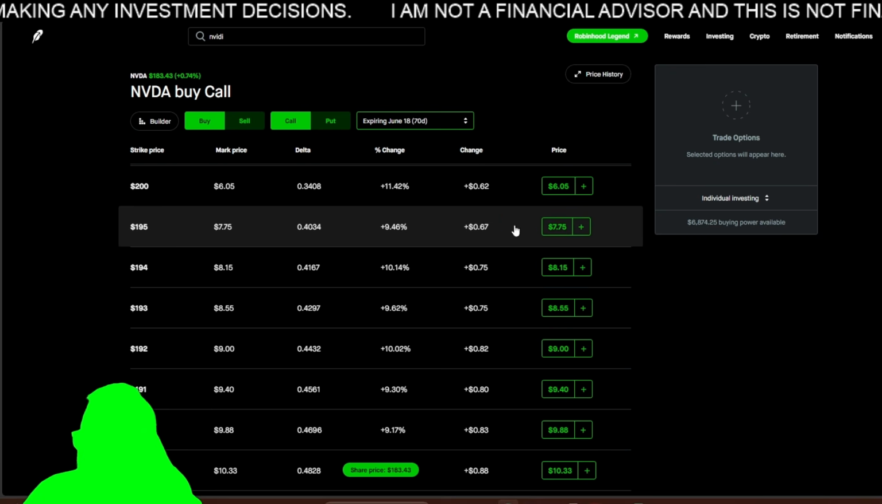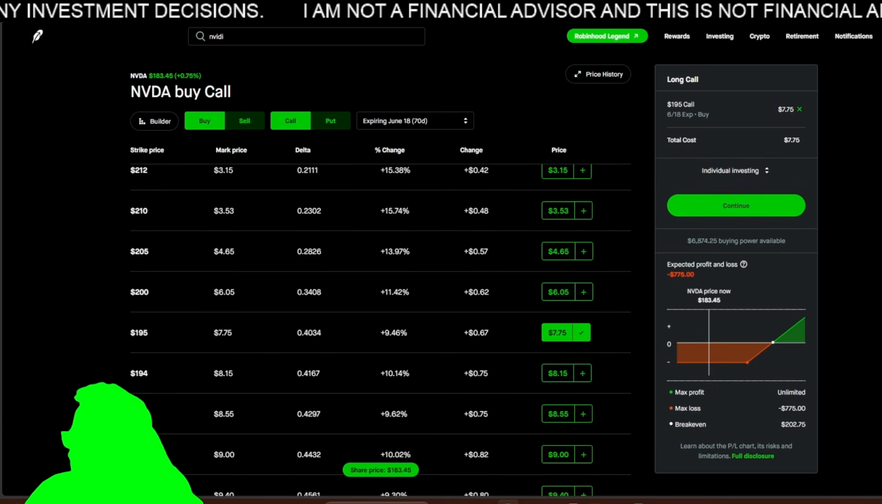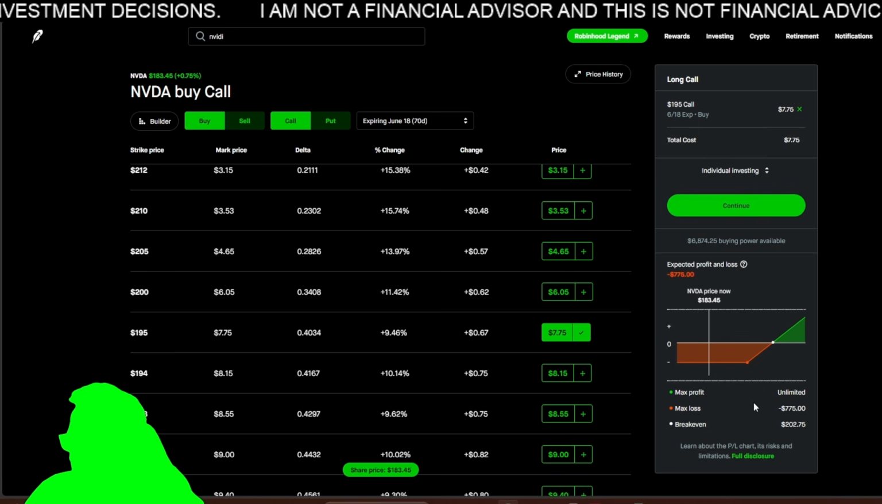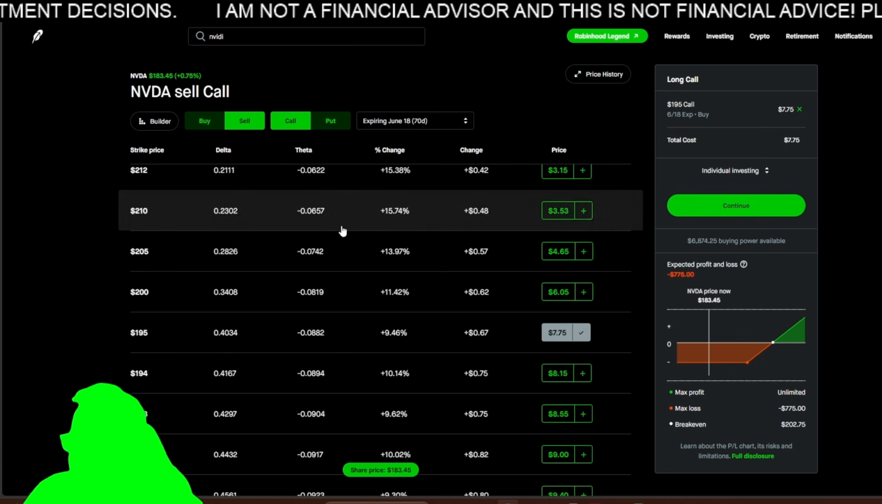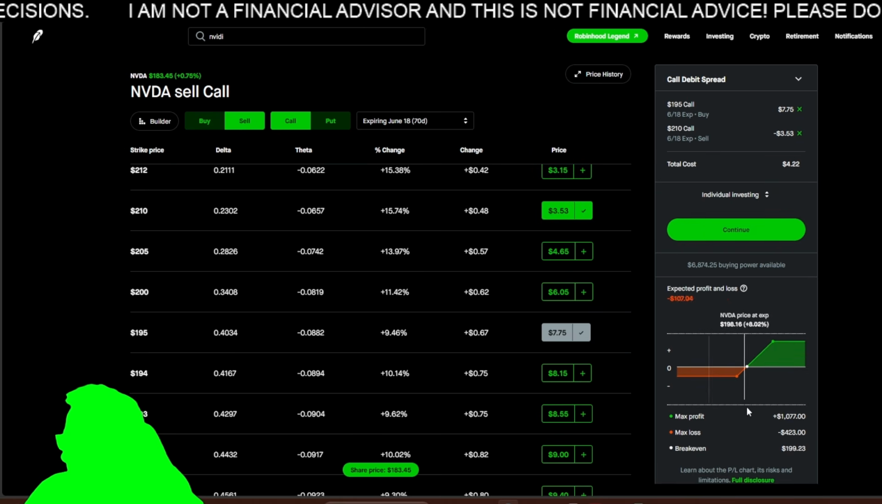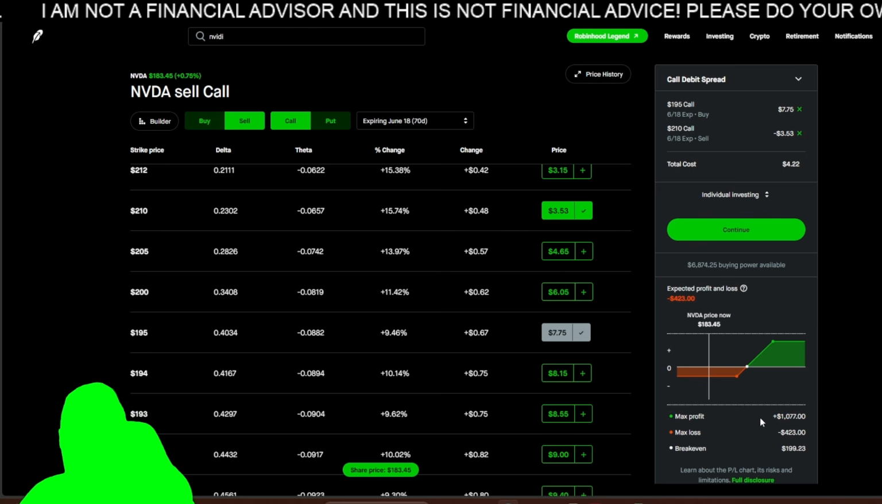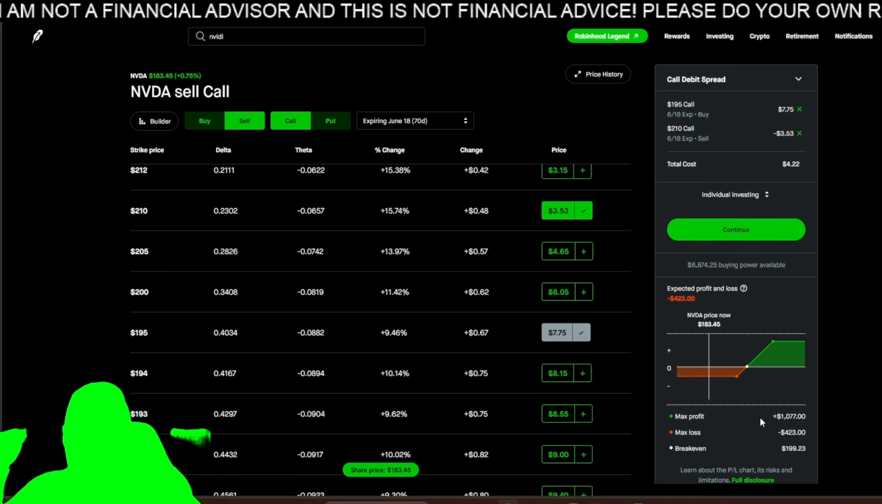So the 40 delta for NVIDIA might be the 775, and then you might say, you know what, I can't afford that kind of contract here. So let me sell the 210 one right here. And this is risking 1 to get a little bit over 2 out, which again creates this call debit spread.